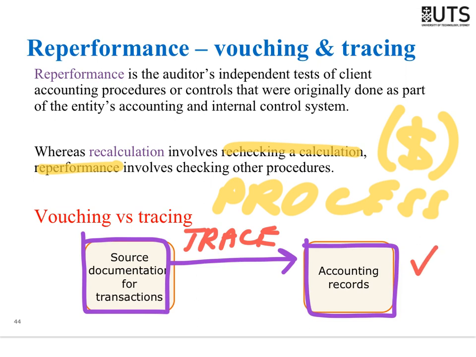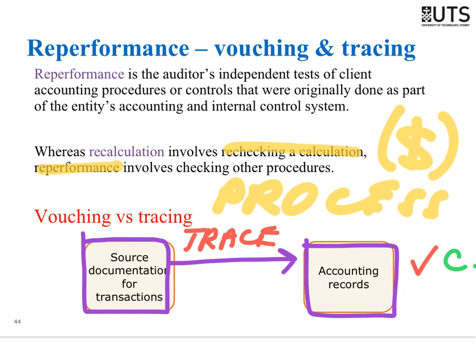Now listen to me very carefully because we're going to start linking one more thing. If you are starting at the beginning of a process and you're tracing it all the way through to the end to make sure it is there and it has been recorded, what's the assertion you're testing? Completeness. That's absolutely right. Why? You're making sure it was recorded.